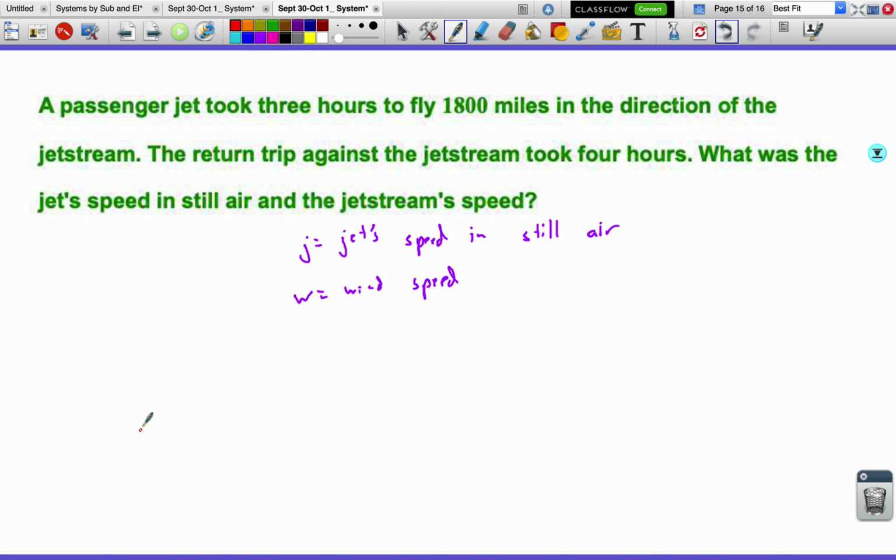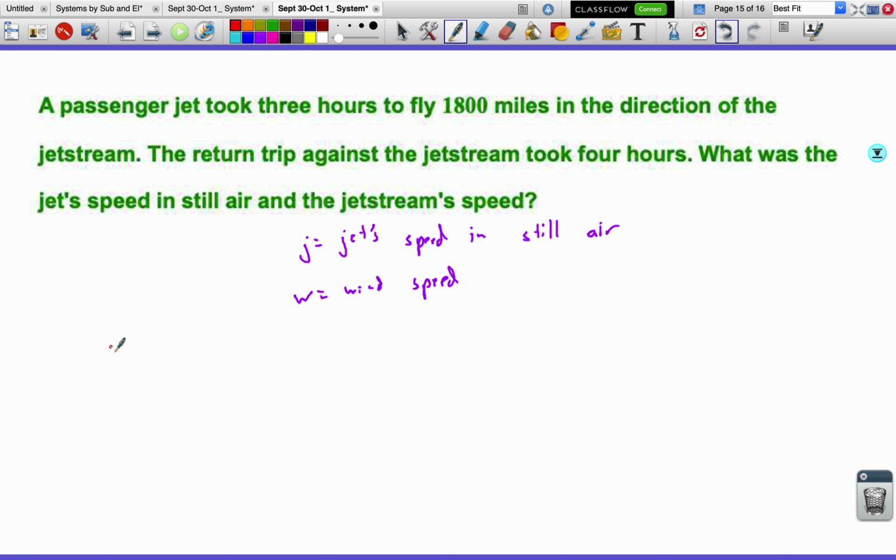Okay, so when you're going with the wind, you get to add these together because the speed in the still air gets to add to the wind speed to come up with your new ground speed. You're going even faster over the ground because the wind is moving over the ground and you're moving through the wind. All right, when you're going against it, you have to subtract the wind speed from the jet speed in still air.